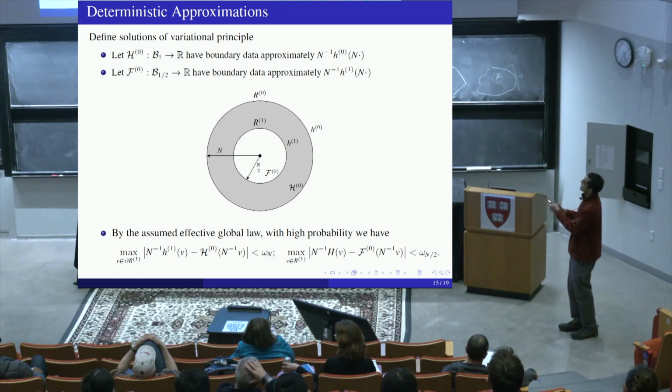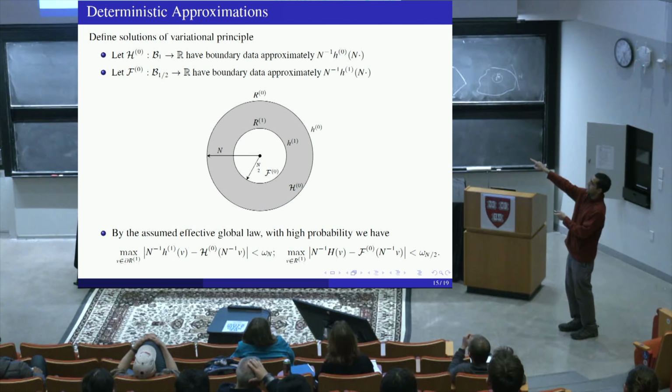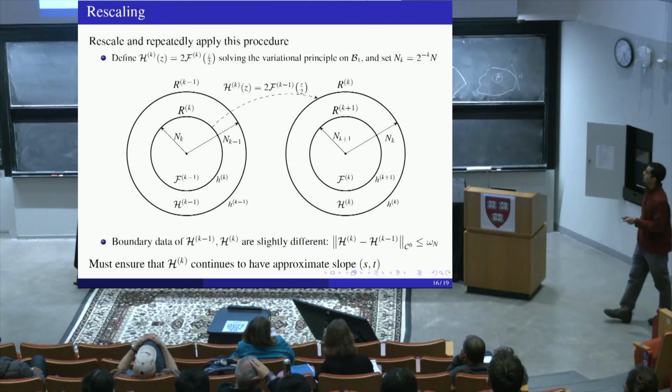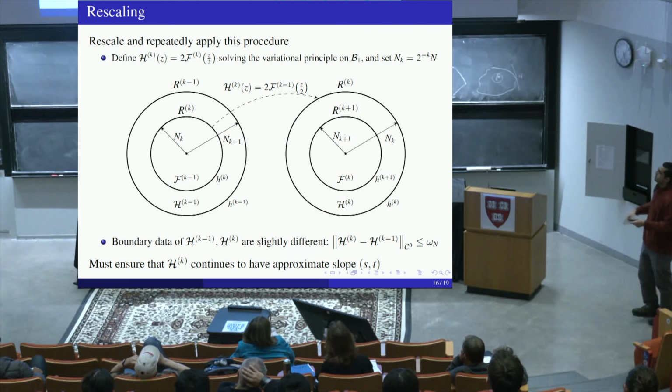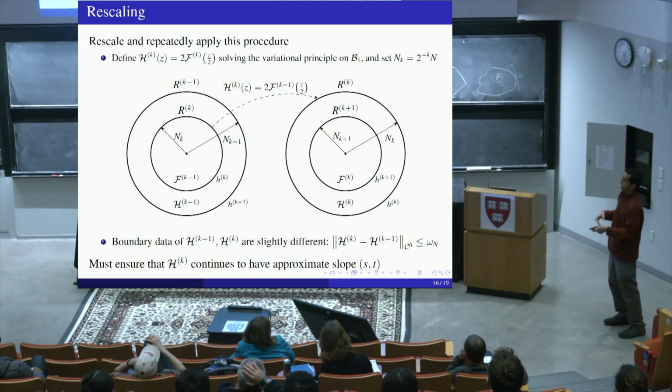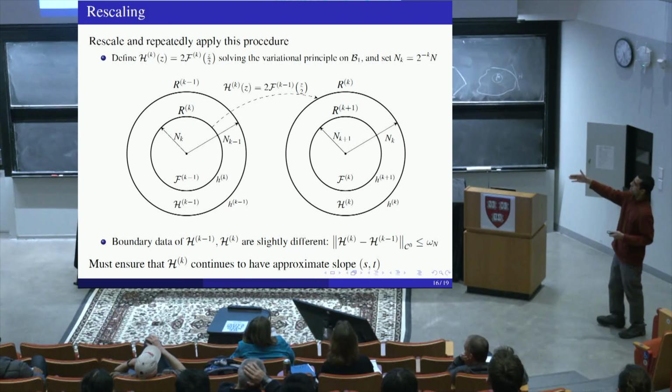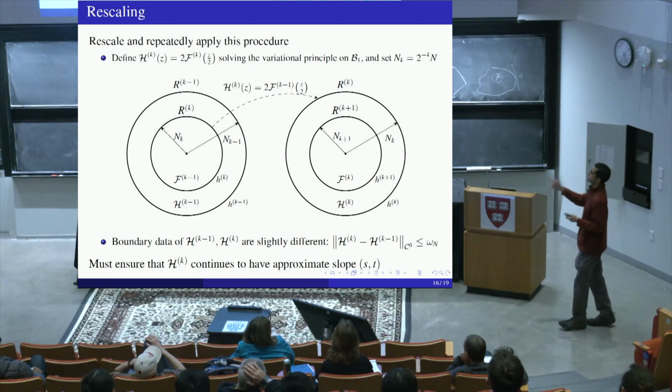It's not exactly determined by h0, right? It's close to this h0, but it's not exactly equal to that. I had a little bit of error at each step. In particular, that's what I've written here. If I iterate this, at the kth step I call that hk. The boundary conditions of hk and hk minus 1 are slightly different.